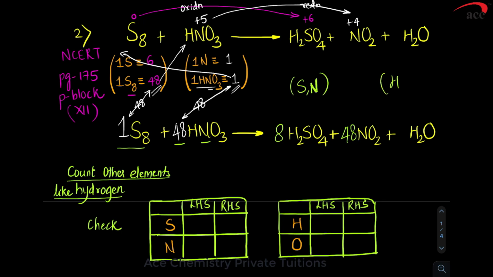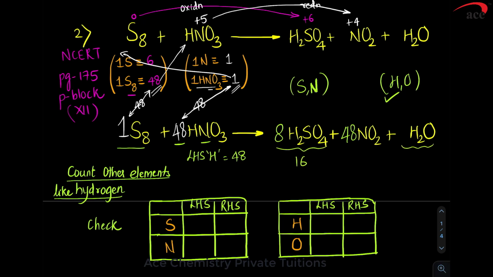Now, between hydrogen and oxygen, we try to balance hydrogen because oxygen is quite complicated to balance. So, what is the number of hydrogen? On the left hand side, the number of hydrogen is 48. Number of hydrogen here is 16.